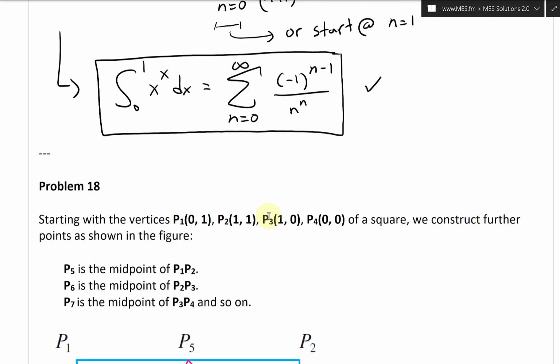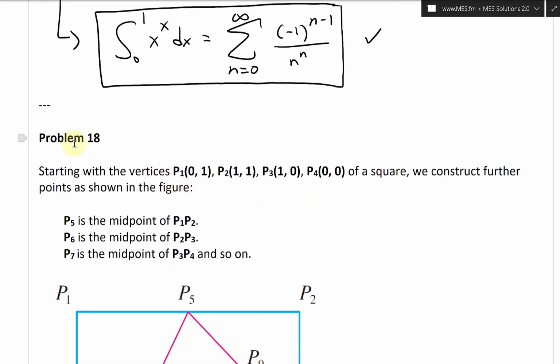Alright, so now we're finally done with this. Let's continue to problem 18. Again, that's 18 of a total of 26 problems, including the example that we already did.